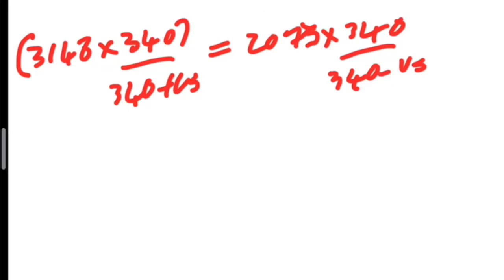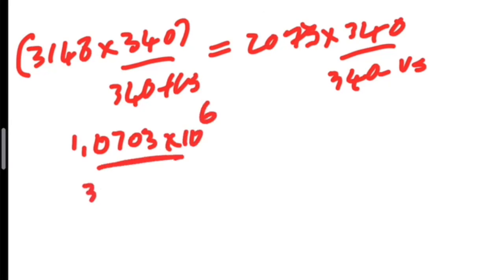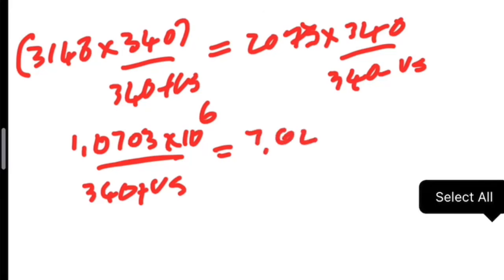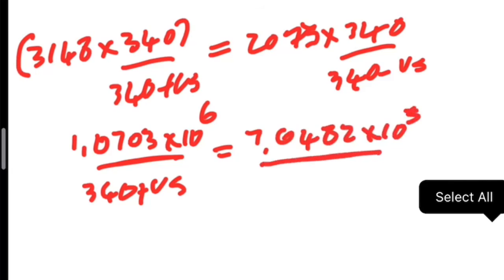Right, let me put it in scientific because I'm getting a very big number. So scientific, when I do that, I'm getting 1.0703 times 10 to the power 6, divided by 340 minus plus Vs. This will be equals to, so now 2073 multiplied by 340. This is 7.0482 times 10 to the power 5. Everything divided by 340 minus Vs.